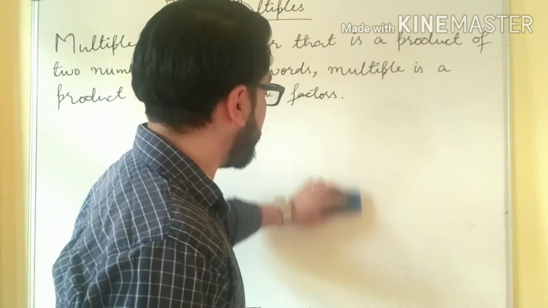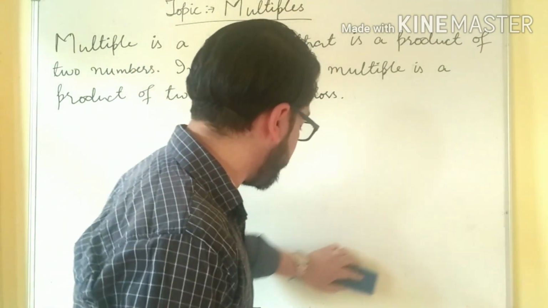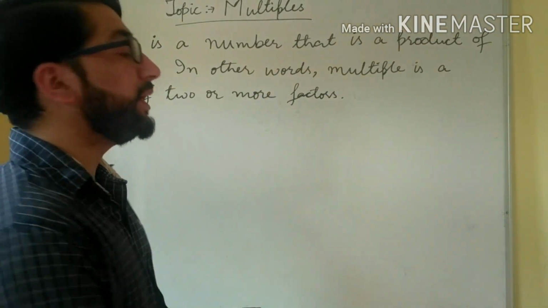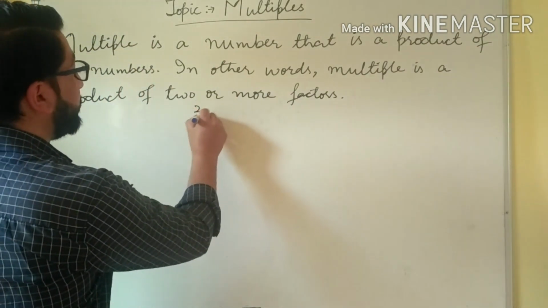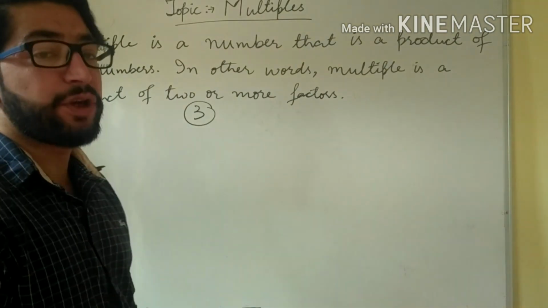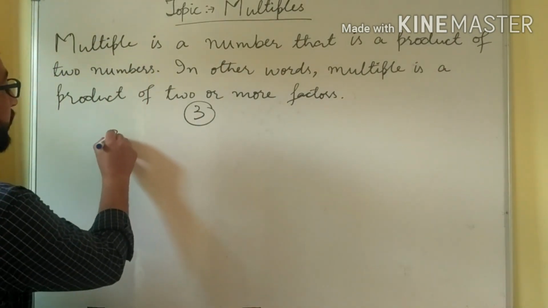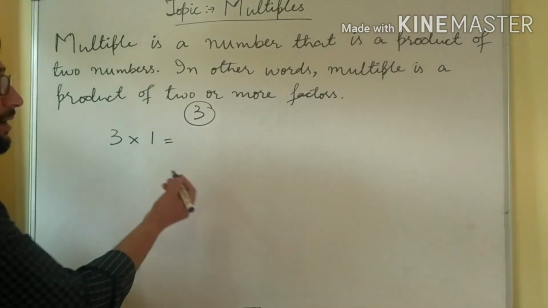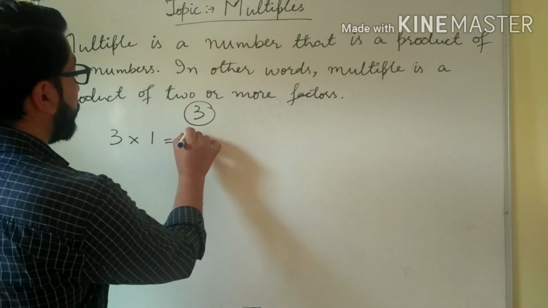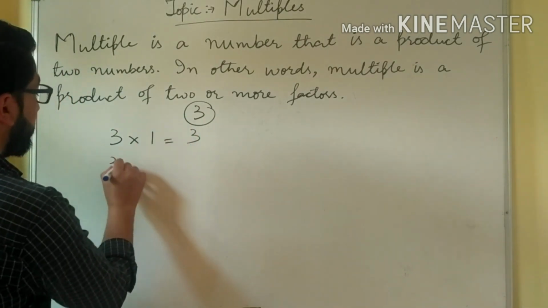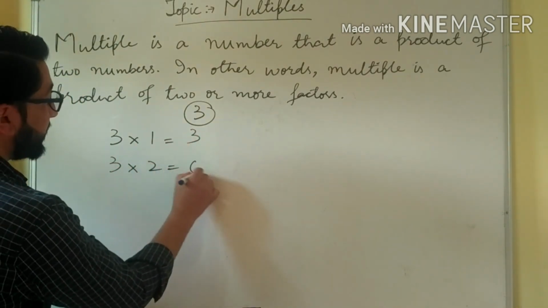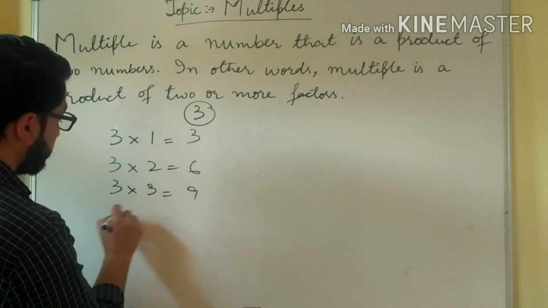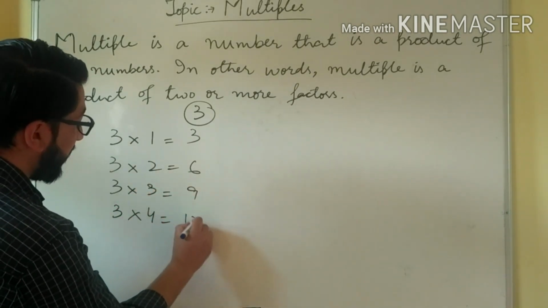Whenever we have to obtain multiples of a number, we multiply that number by counting numbers. Suppose we take the example of 3 here. Find multiples of 3. How can we find multiples of 3? We will multiply this 3 by counting numbers, starting from 1. 3 multiplied by 1 is 3. 3 multiplied by 2 is 6. 3 multiplied by 3 is 9. 3 multiplied by 4 is 12.